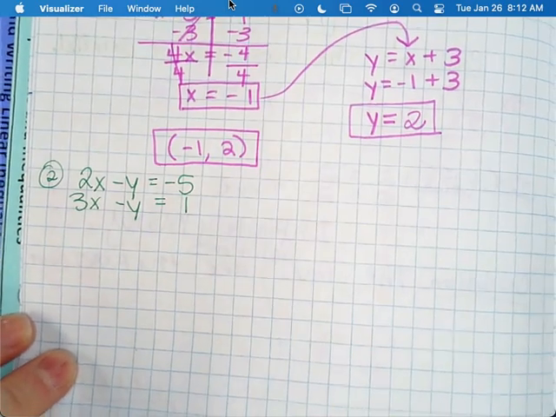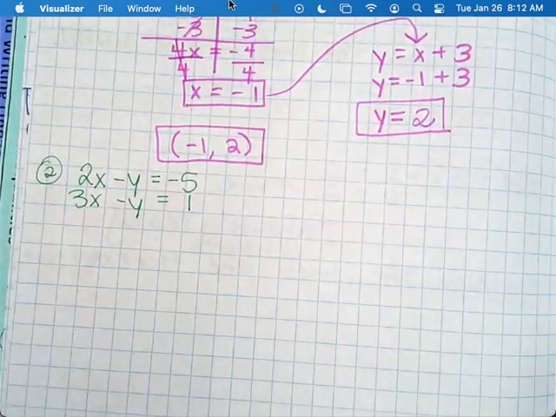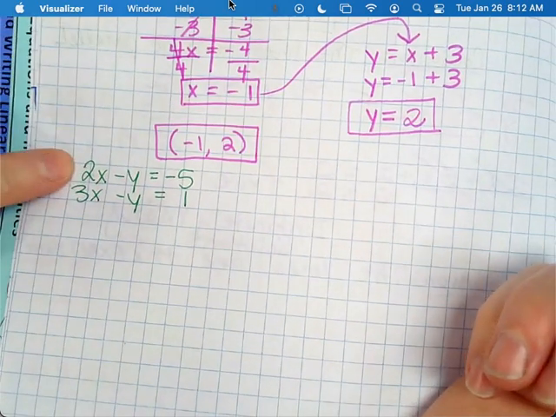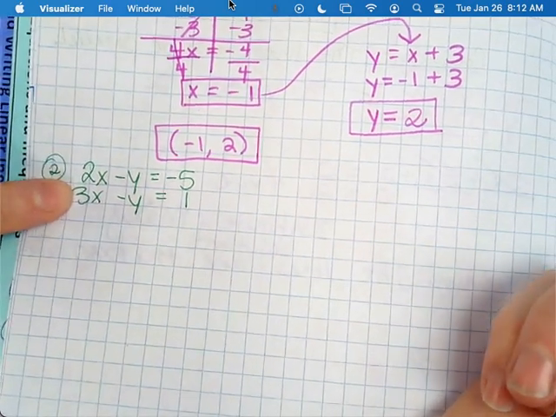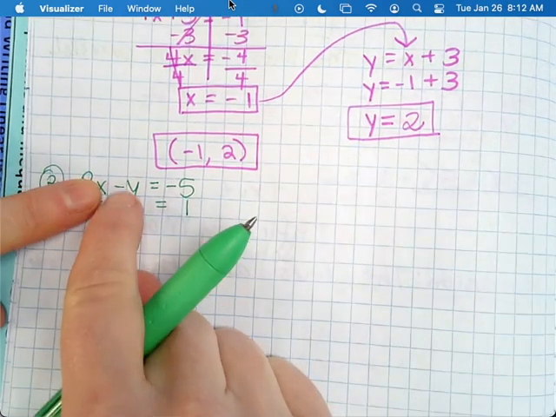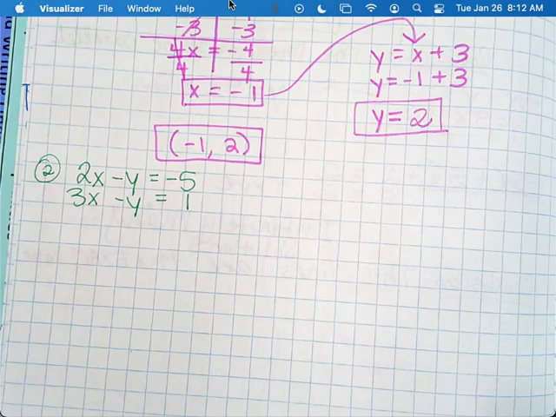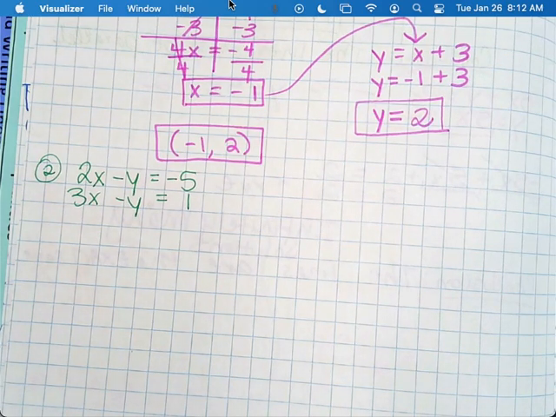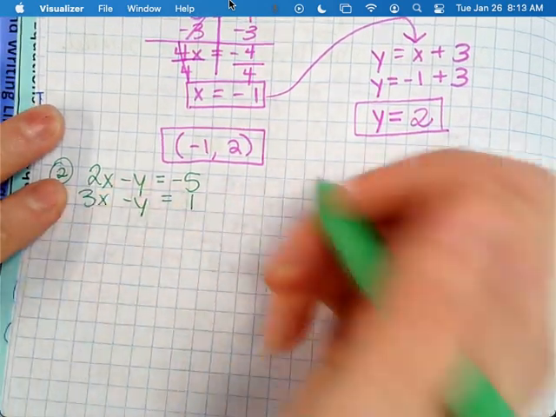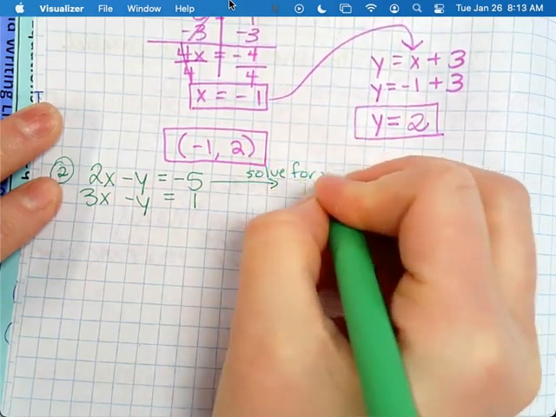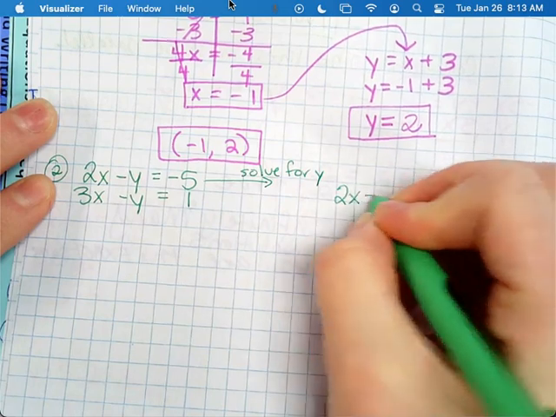Okay, so step 1 is to solve one of them for a variable. Which variable would be easiest to solve for? X or y? There's a coefficient for x, so I would say not x. I would say y. And both of these are -y, so it really doesn't matter at this point. So let's solve this one. You could solve the other one if you want, but this is the one I'm going to solve.